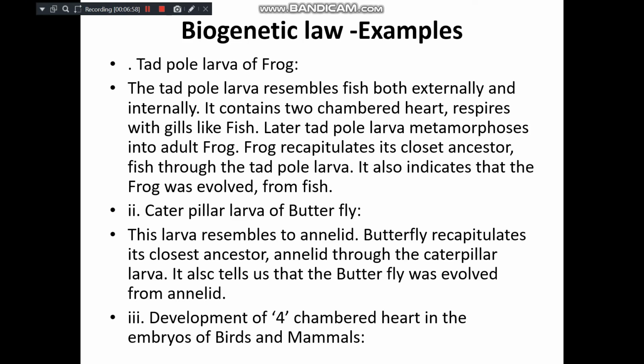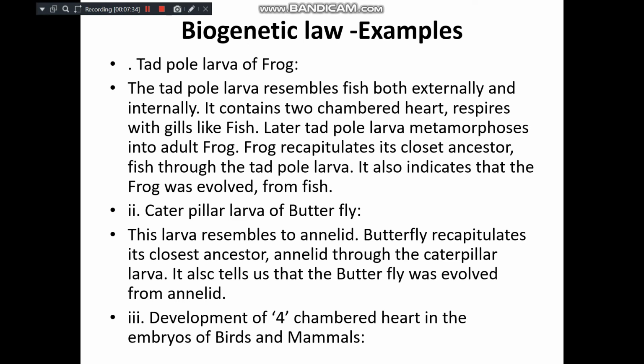So a tadpole resembles a fish both externally and internally, because the tadpole contains a two-chambered heart and respires through gills like the fishes. But the same tadpole larva metamorphoses into an adult frog later, and during its development it remembers, or recapitulates, its distant ancestor, the fish, through the tadpole larval phase. This indicates that frogs evolved from fishes.